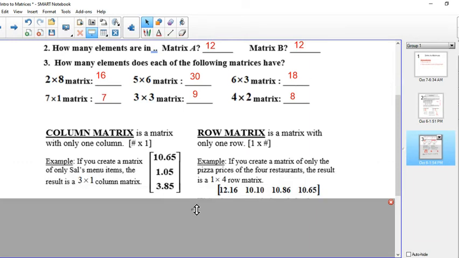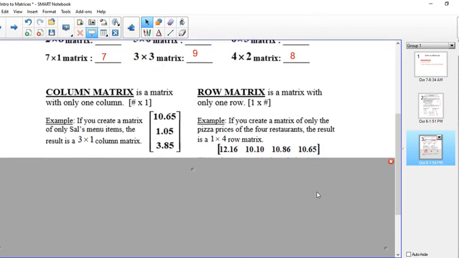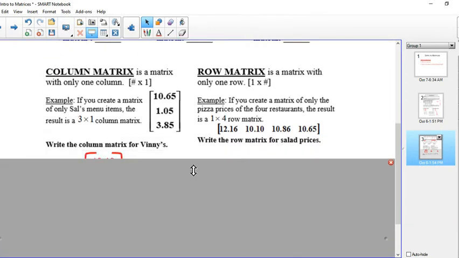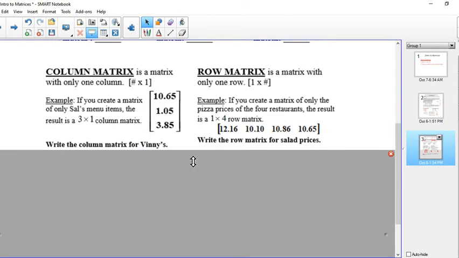Row matrices and column matrices. So a column matrix is when you have one column only. A row matrix is when you have one row only. Let's try to do a row matrix and a column matrix for Vinnie's and for salad prices.